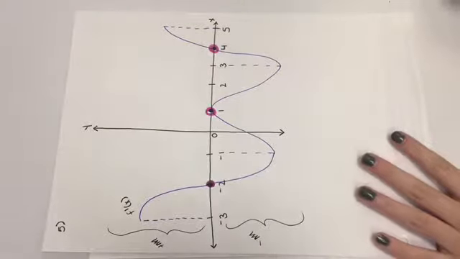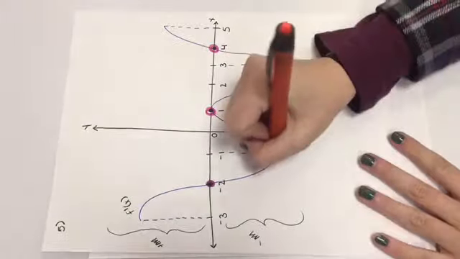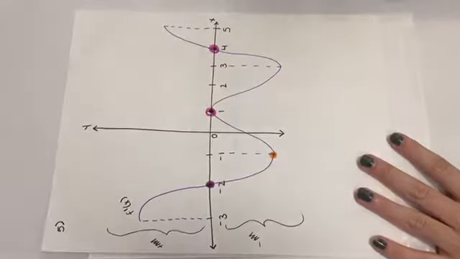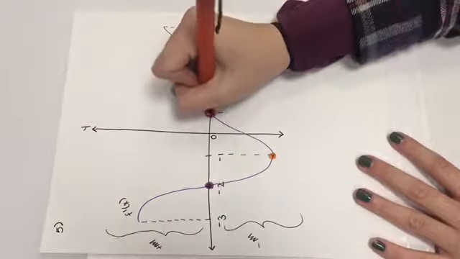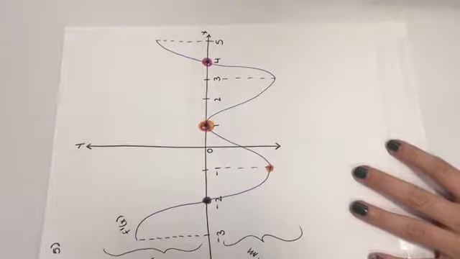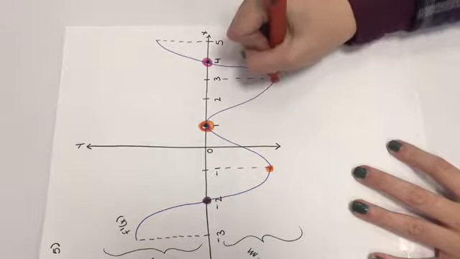We see a min at -1, a max at 1, and another minimum at 3. So we plot those points onto our number line.